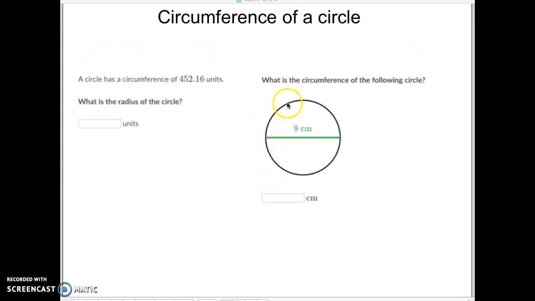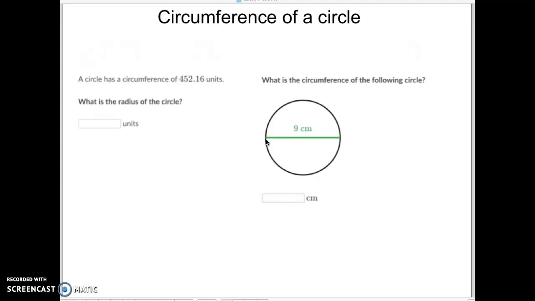Circumference is your distance all the way around this circle, if you look at that. So you start at one point and it's what is the distance all the way around? You can imagine trying to measure that with a ruler would be extremely difficult, so we don't do it that way. In math, we have a formula for this. So what is that formula?